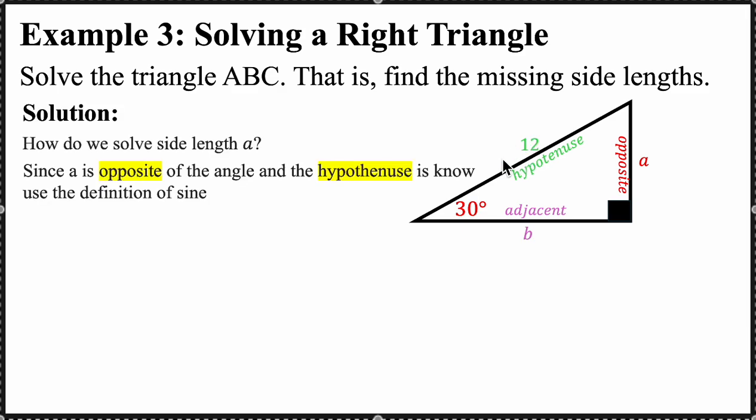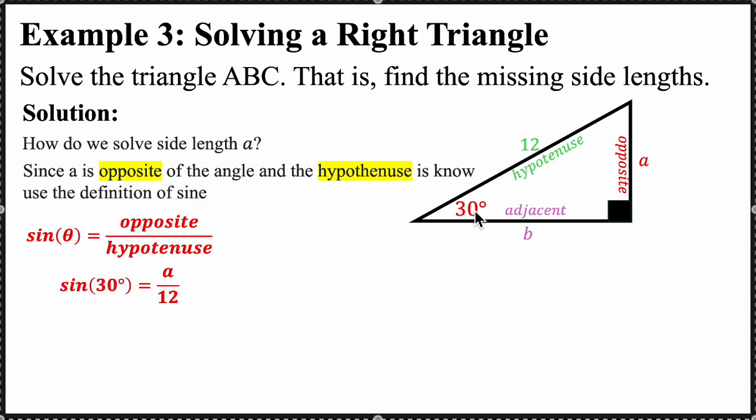So how do we solve the side length a? Well, since a is opposite of the angle, and the hypotenuse is the known, use the definition of sine. That's because sine deals with opposite and hypotenuse. The definition of sine is the side opposite over the hypotenuse. And that's what we want to find, our a. So how do we start this? Well, the sine of the angle, which in this case is 30, sine of 30 is going to be equal to opposite, which is a, over the hypotenuse, which is 12.